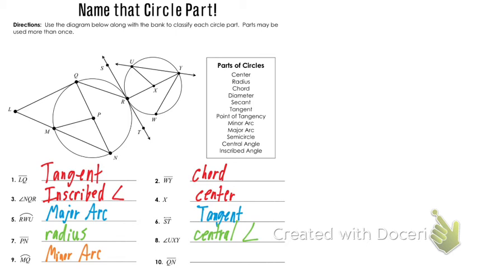Segment Q to N. So I have a few people that haven't answered yet. Looking at Quentin, Tyler, and Ryan here. Ryan. It's the diameter. It's a chord that goes through the center. Very good.